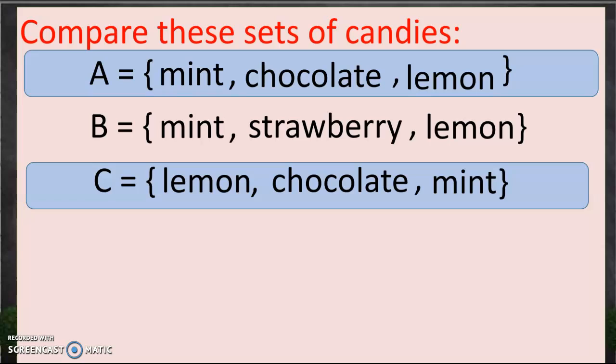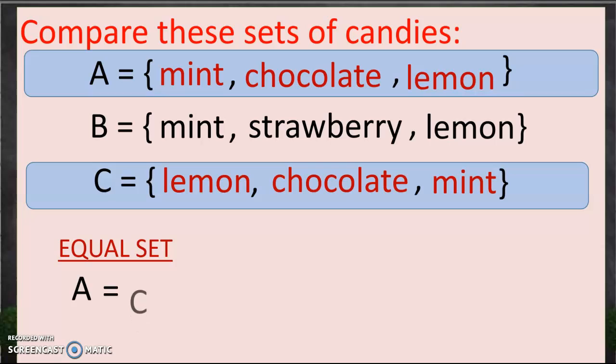Look at their elements. They have exactly the same elements, and these are mint, chocolate, and lemon. So, we can say that they are equal sets. So, set A is equal to set C. This will be the symbol for equal sets. Next.